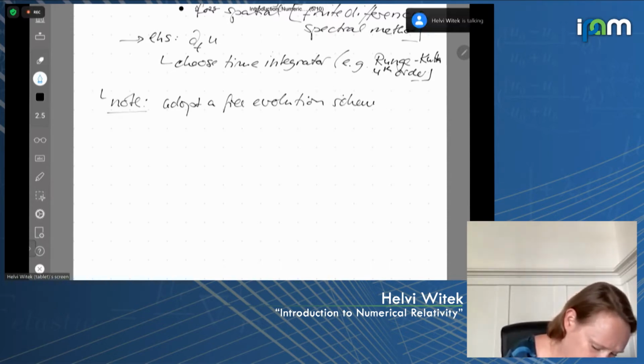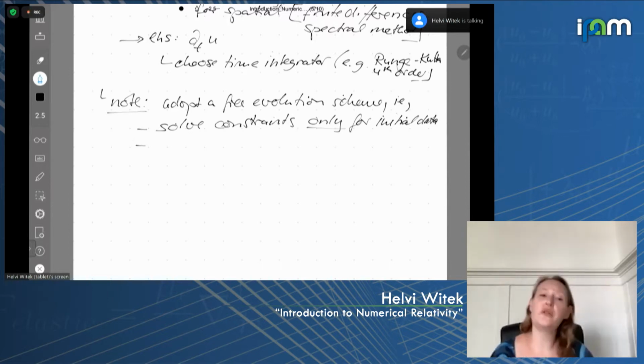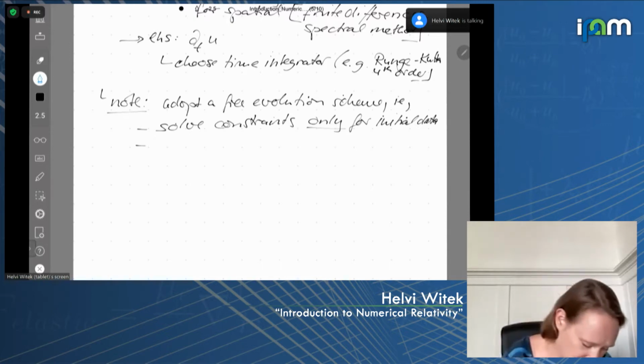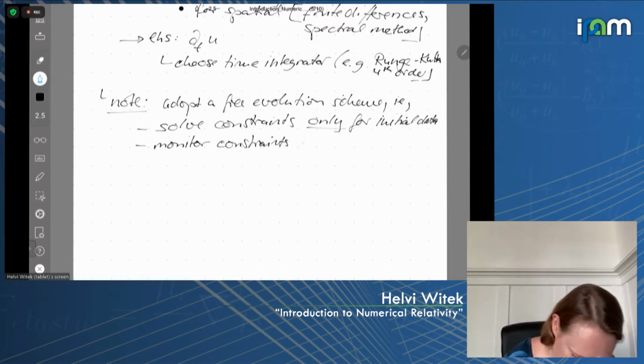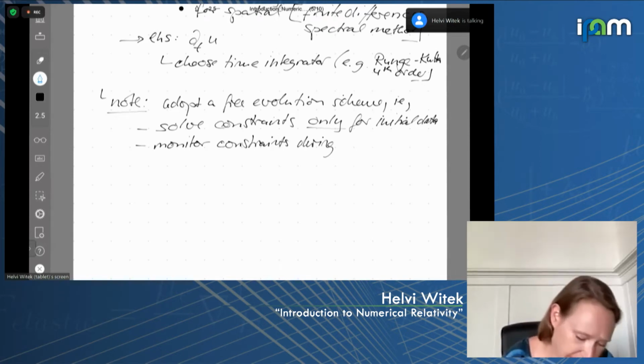Yeah, and that means that we solve the constraints only for the initial data, but we don't solve them throughout the evolution. In particular, we just monitor the constraints throughout the evolution to verify that they remain satisfied in our numerical scheme.